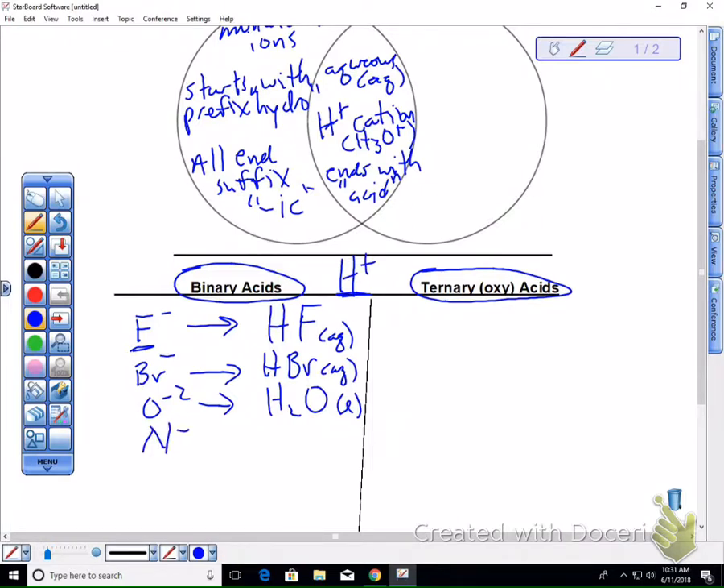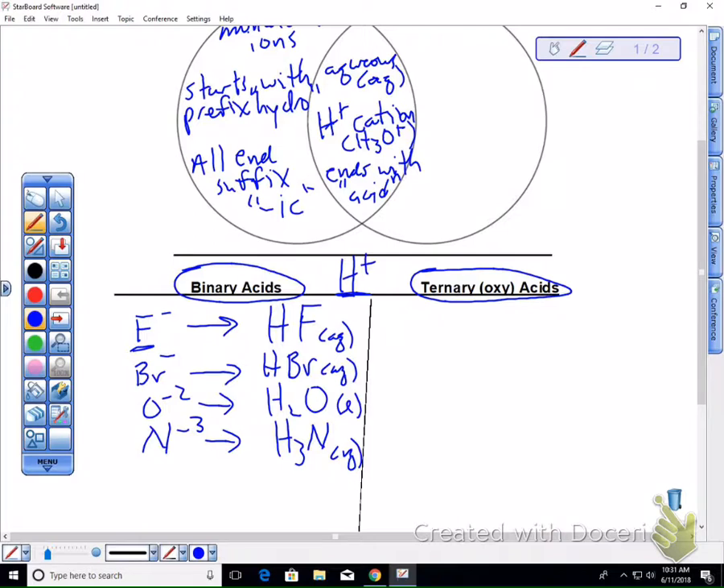If we had the nitride ion, you can also make a very weak acid out of this with three hydrogens and we would call that hydronitric acid, which is kind of weird, and I think it has a more common name also.